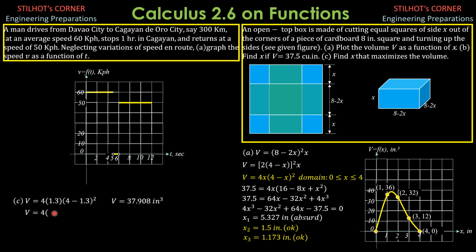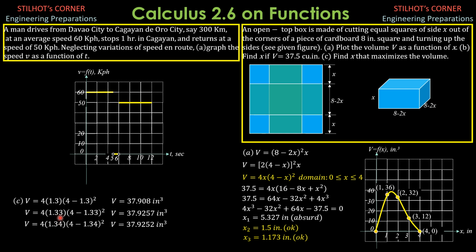Then let's try 1.33. 4 times 1.33 times 4 minus 1.33 quantity squared. The volume is greater than at 1.3, so that means it increases. Then volume when the dimension x is 1.34, is 4 times 1.34 times 4 minus 1.34 squared. So volume is equal to 37.9252, so it decreases. So therefore, the dimension x corresponding to maximum volume would be between 1.33 and 1.34.